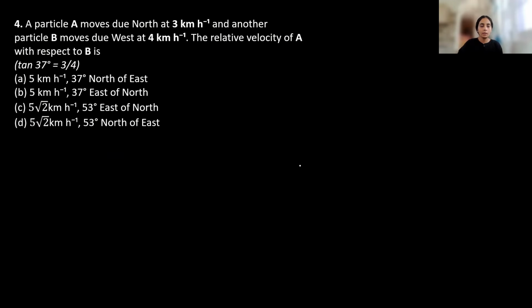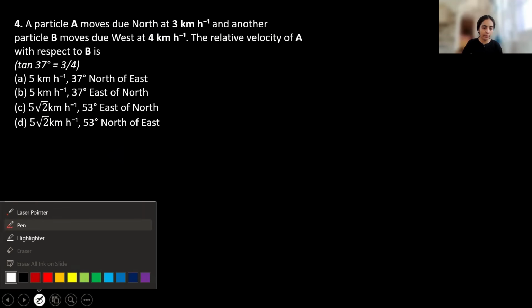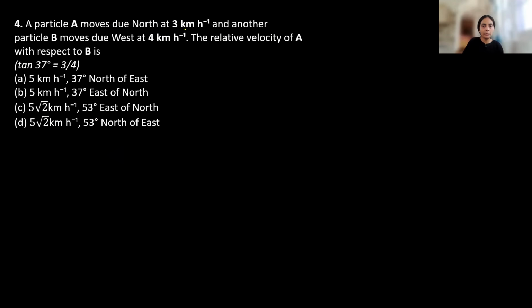चलो आगे बढ़ते. A particle A moves due north at 3 किलोमीटर पर आवर. So we have a particle, और हमारा particle किधर की तरफ जा रहा है? Due north. At what speed? 3 किलोमीटर पर आवर. Okay, and this is A. Now another particle B moves due west at 4 kilometer per hour. So it is moving in the west direction with a speed of 4 kilometer per hour.